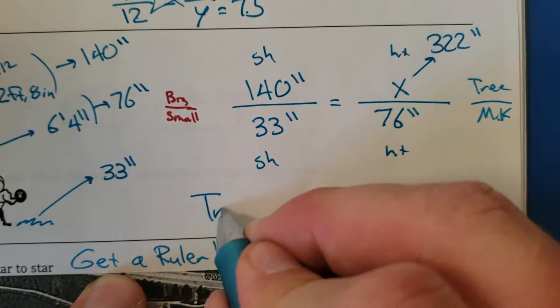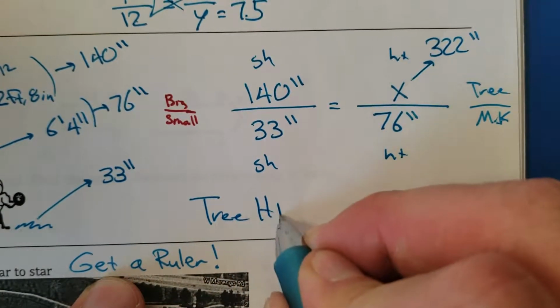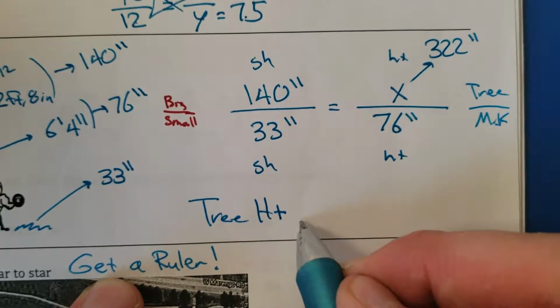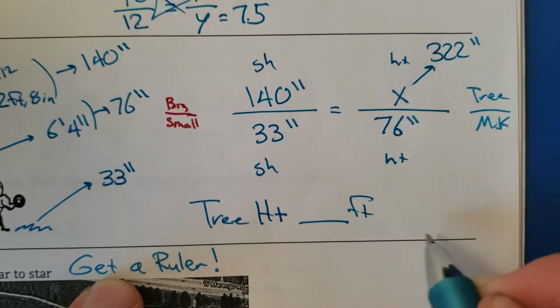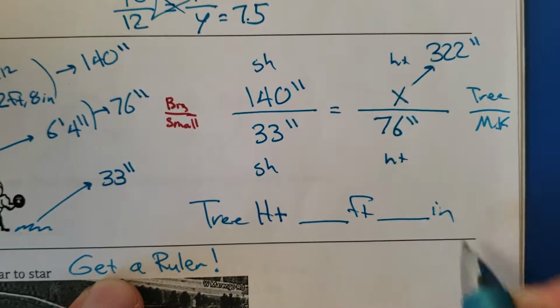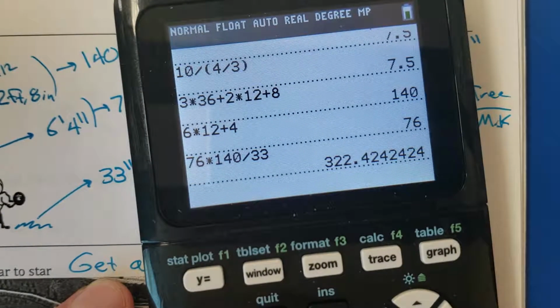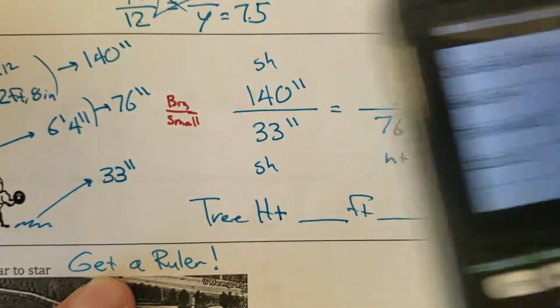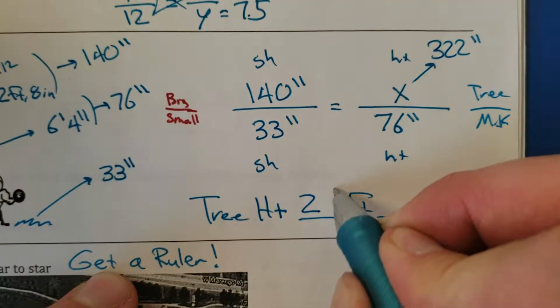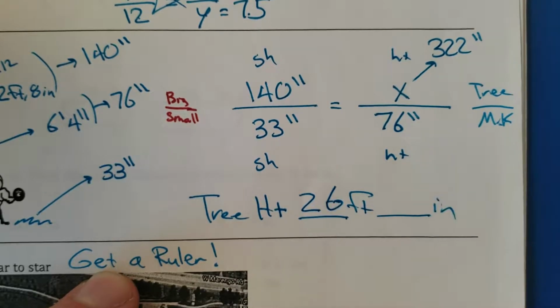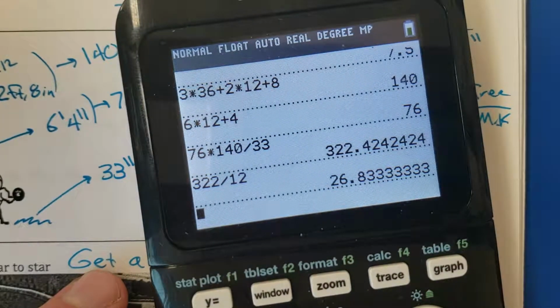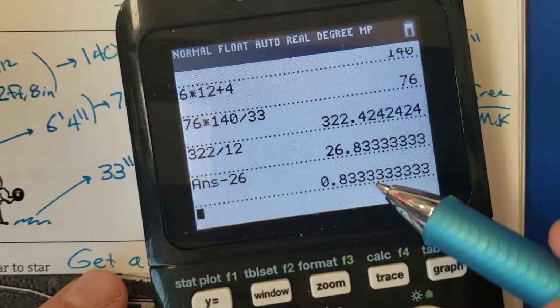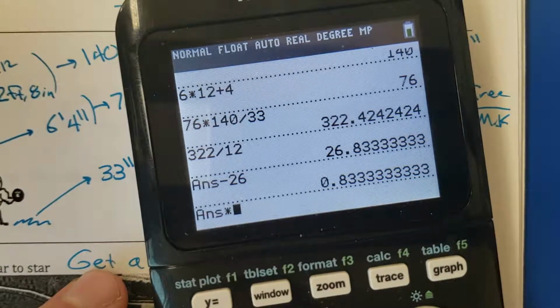So the tree height, I think I have you do feet and inches in Schoology. All right, so let's do that. 322 divided by 12 is going to be 26 feet. And let's see how many inches are left over. Minus the 26 feet, there's your decimal of feet. Take that times 12 inches. You will get the inches. There we go.